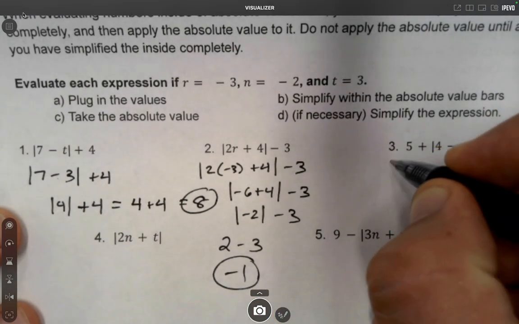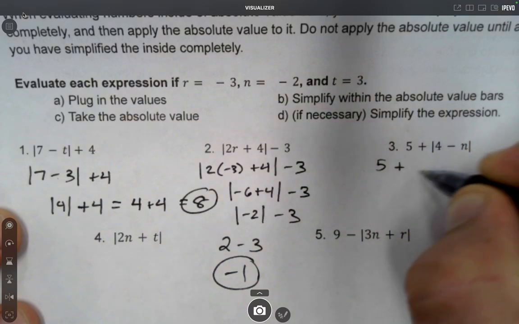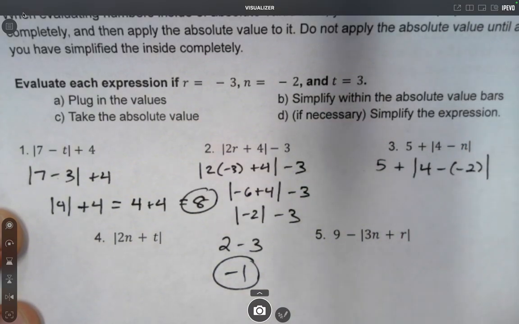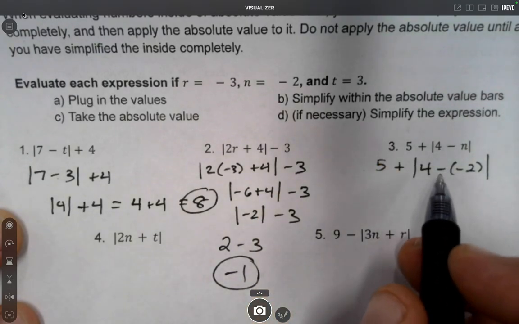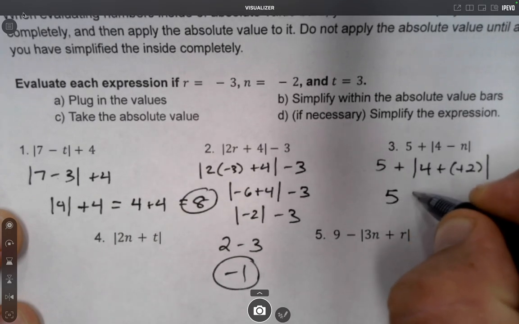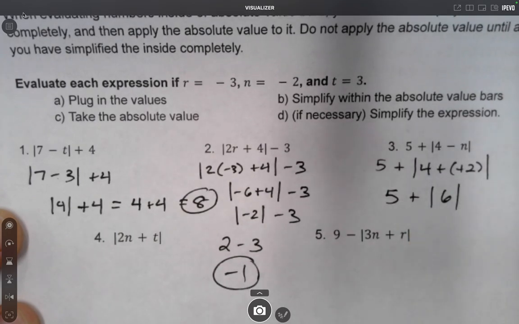Okay, number 3, we plug in the value. N is negative 2. So next we'll simplify within the absolute value bars. This minus a negative we can change to plus a positive. 4 plus 2 is 6. The absolute value of 6 is 6. 5 plus 6 is 11.